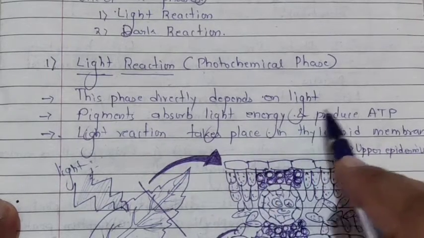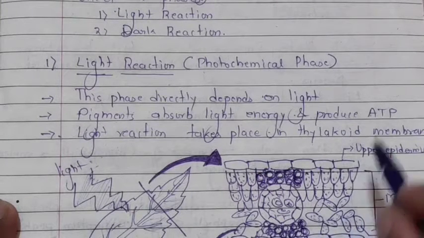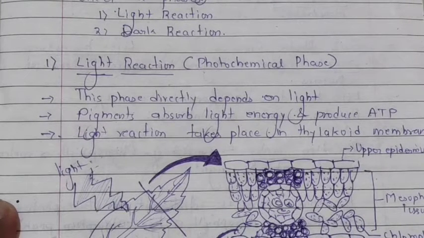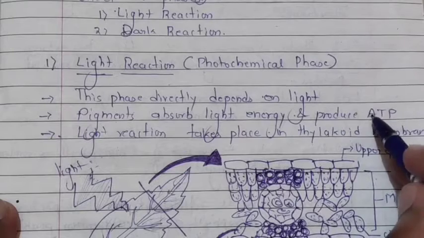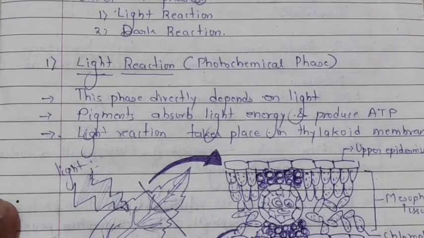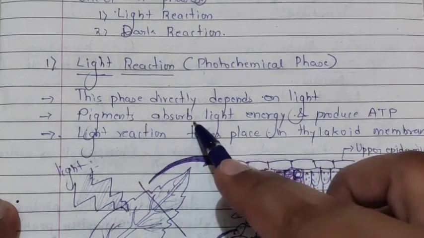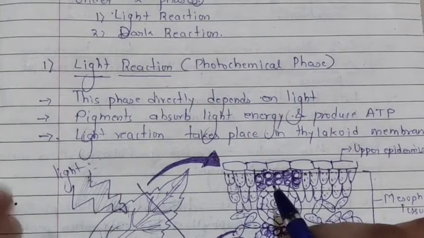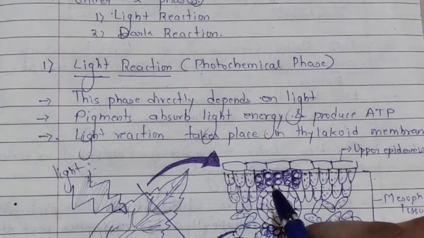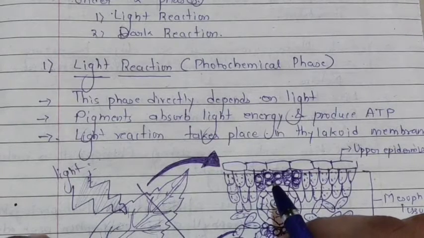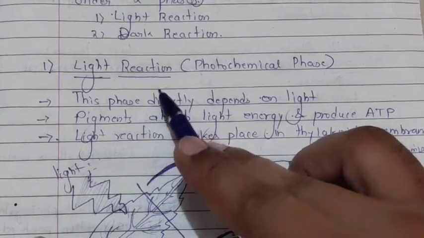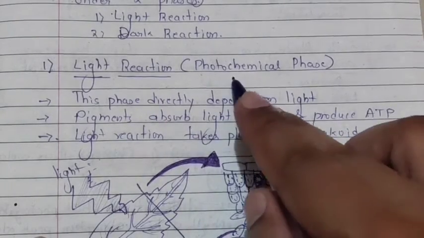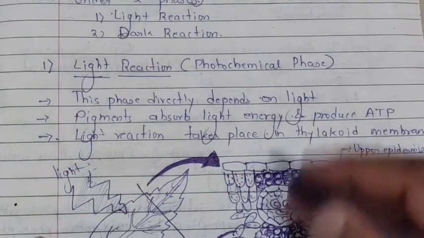Pigments absorb light energy and produce ATP. ATP is the energy currency, adenosine triphosphate. Just now we have studied that pigments absorb light. So after absorbing light, what are they going to produce? ATP. In which reaction? Light reaction, also called the photochemical phase.